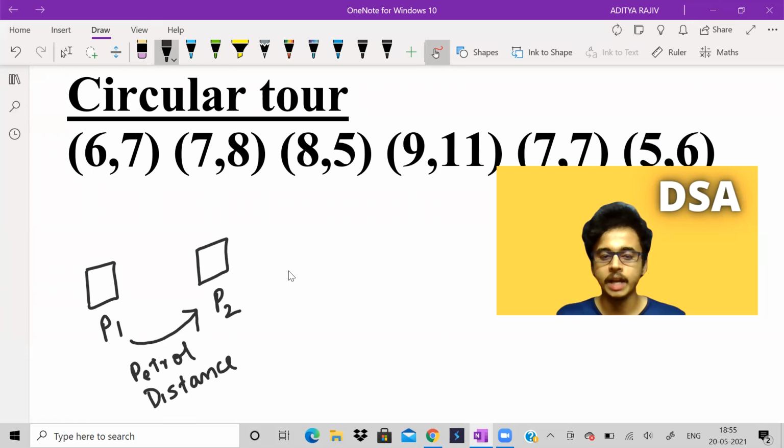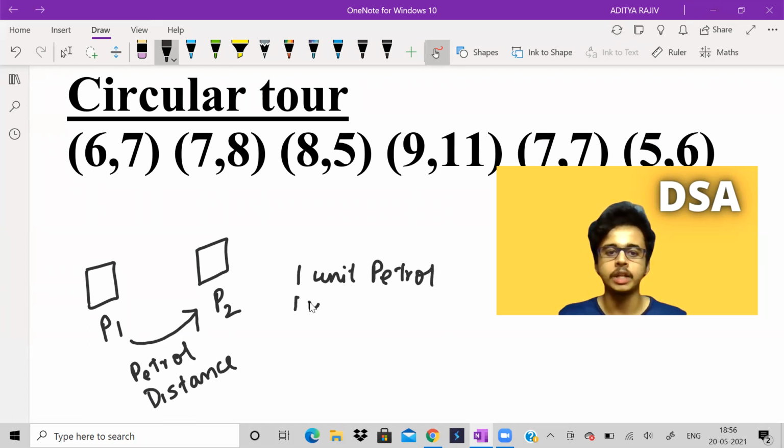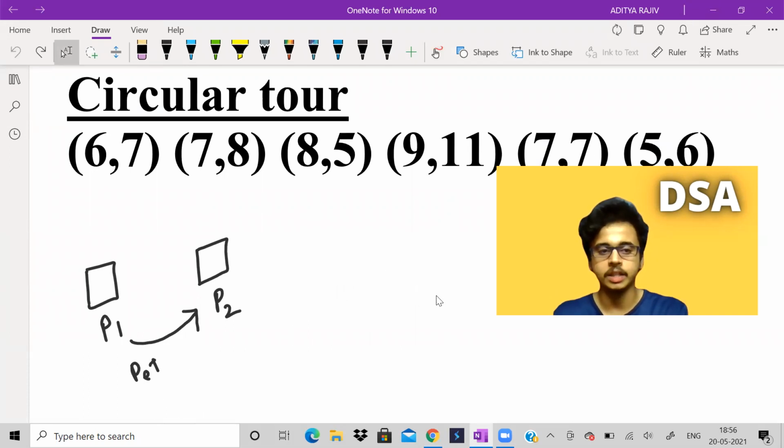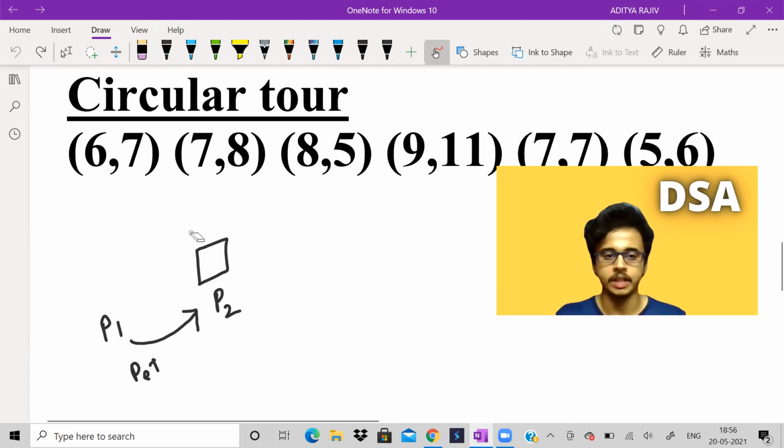It is assumed that you need 1 unit of petrol to travel 1 unit of distance. So this is the assumption in the problem, and this much is understandable. Now what are we supposed to actually do? Let me just erase this.